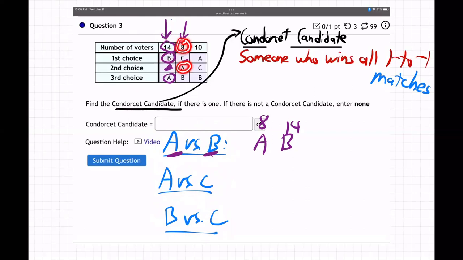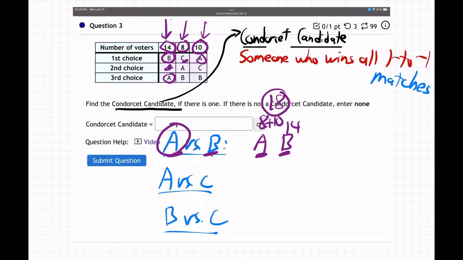You think, well, yeah, they like C. We're not doing C right now. They like A better than B. So those 8 go to A. And then the last group, these 10, who do they like better, A or B? They like A better than B. So these 10 plus 8, that's 18 like A better, 14 like B better. So who wins that battle? A got 18, B only got 14, right?